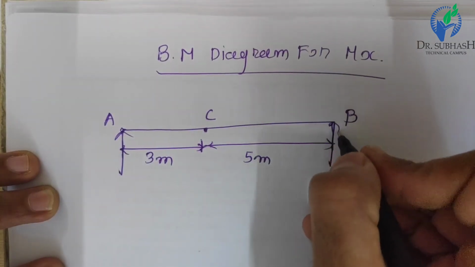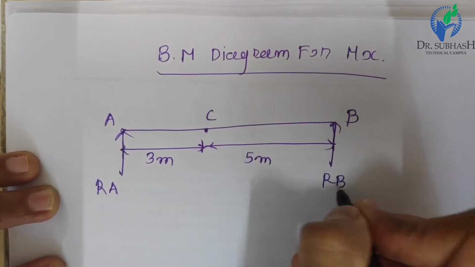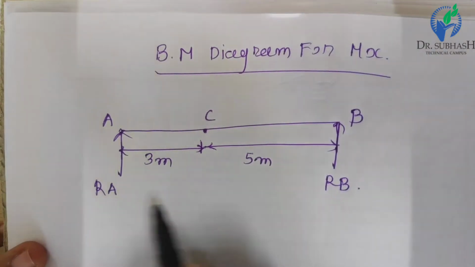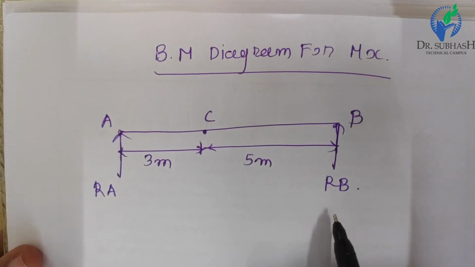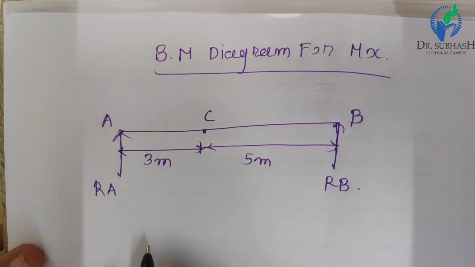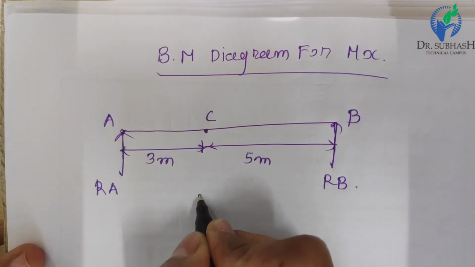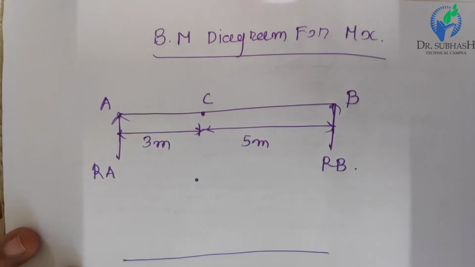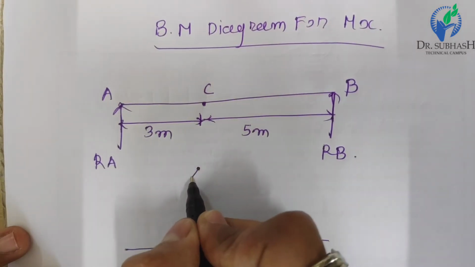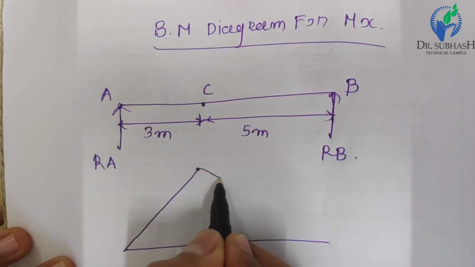We already know RA and RB. Both of these diagrams we have to draw in our first step. In the next step we draw the shear force diagram and in the last step the bending moment diagram. So we know the shape of the bending moment diagram: it should be maximum below point C. That should be the bending moment diagram.